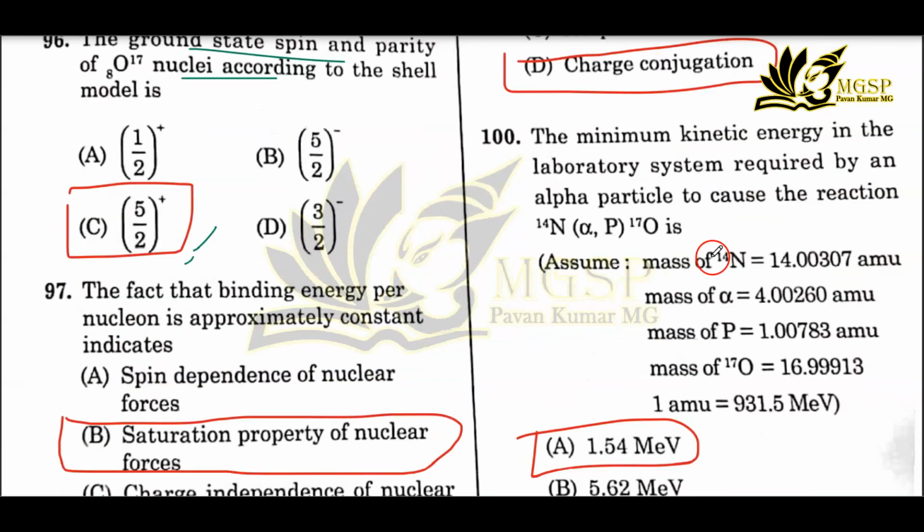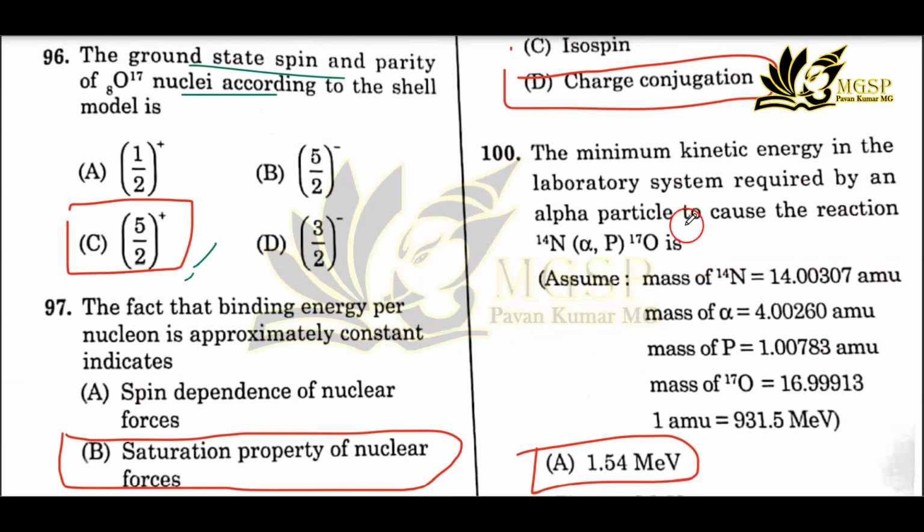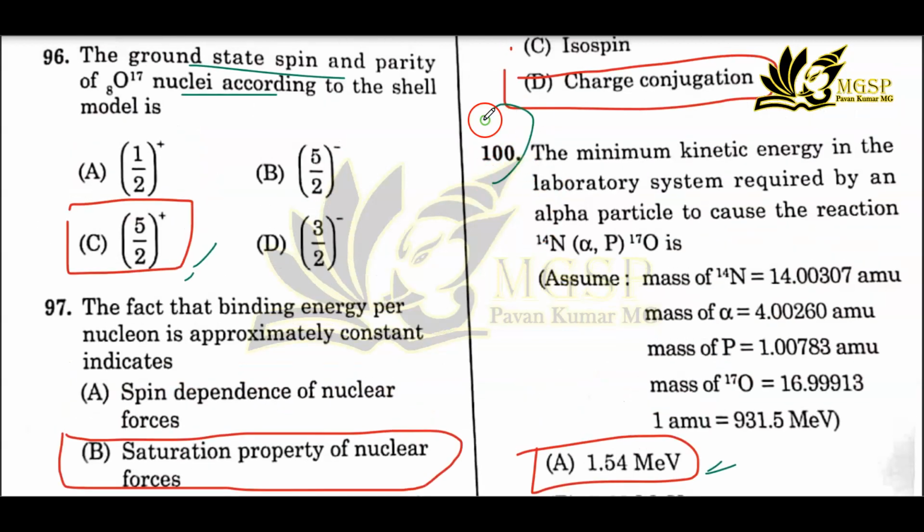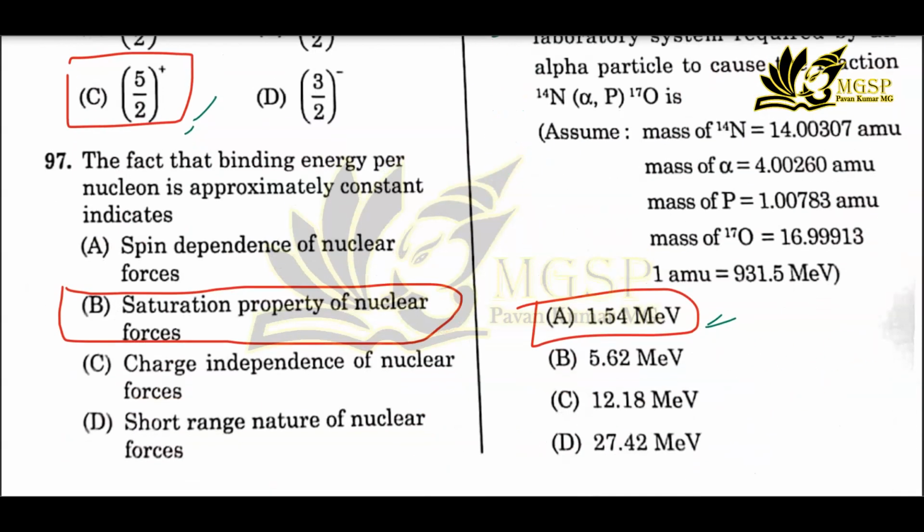Next, coming to the final answer, minimum kinetic energy. So we need to find the binding energy and later on you have to find the Q value, and you'll be getting this expression. I think in the class we have solved some examples related to this. You can look back into it.